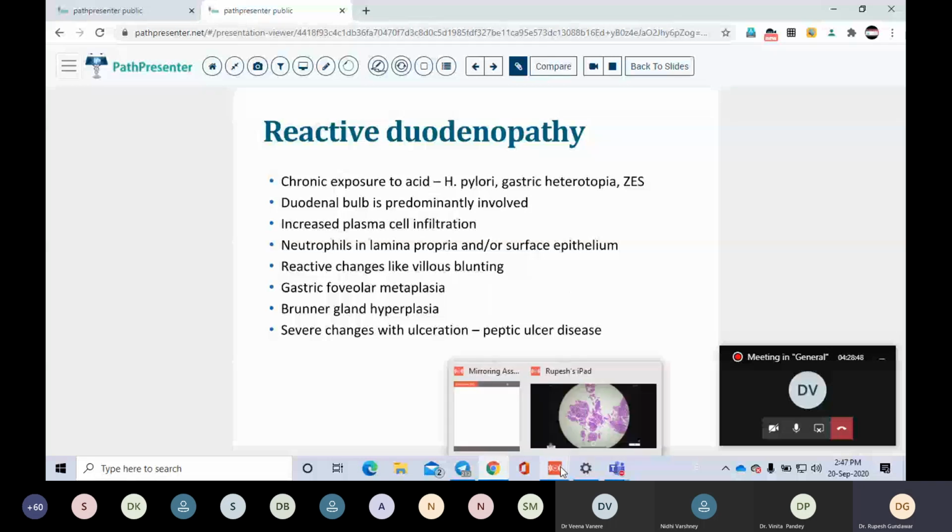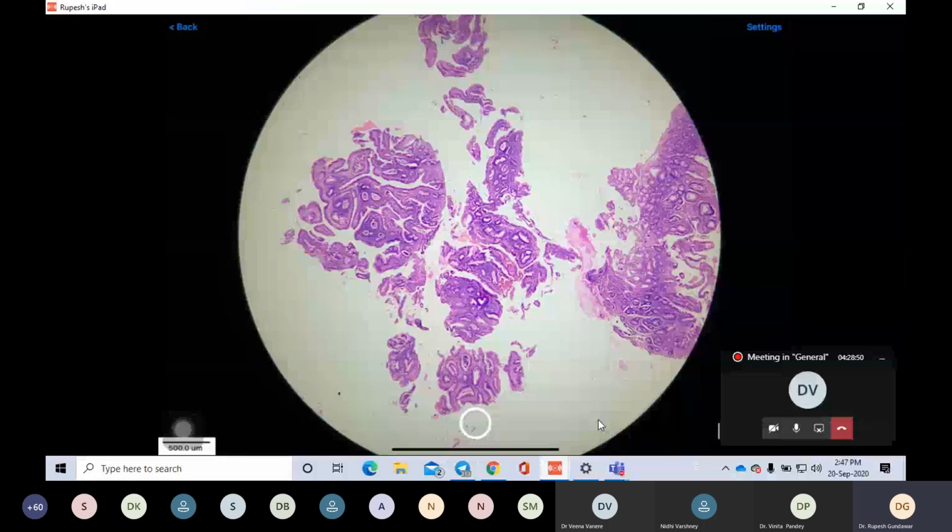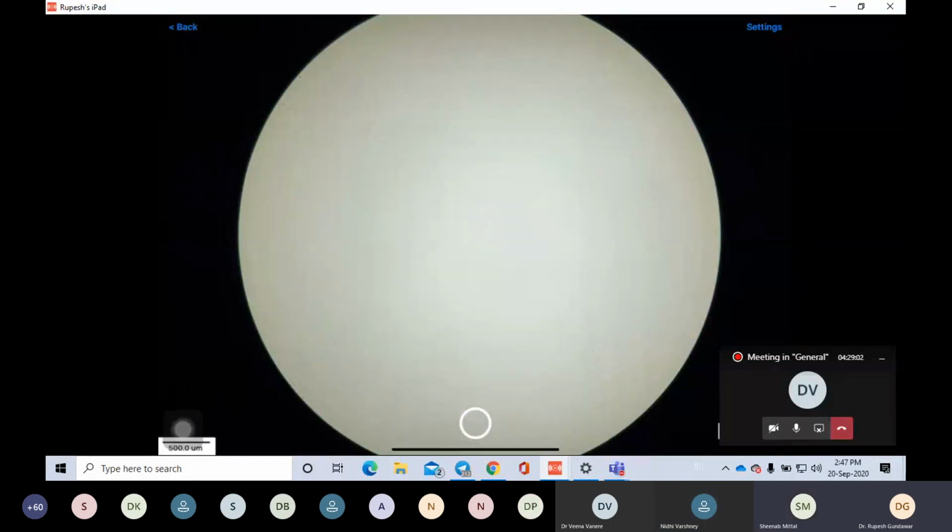Just to show one example, is my screen visible? Microscope screen. You just have to give me confirmation every time. Yes, sir. Yes, sir. It's visible. Okay.